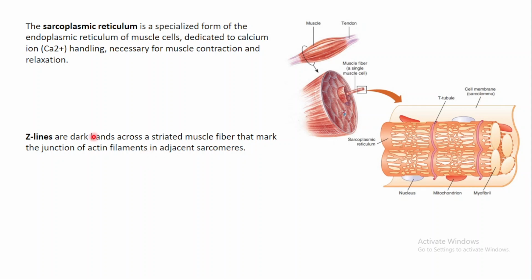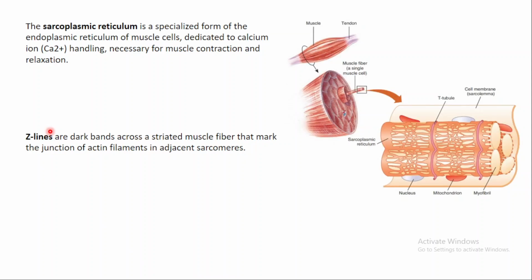Z lines are dark bands across the striated muscle fiber that mark the junction of actin filaments in adjacent sarcomeres. So these are Z lines again. I'm just ruling out all the options here so that we reach the correct answer, which all of you have correctly given. Sarcomere is the structural and functional subunit of striated skeletal muscle. Is it clear to the students?